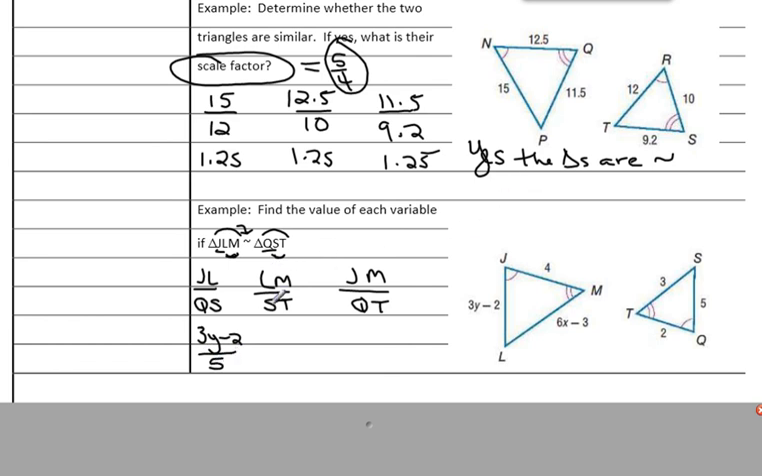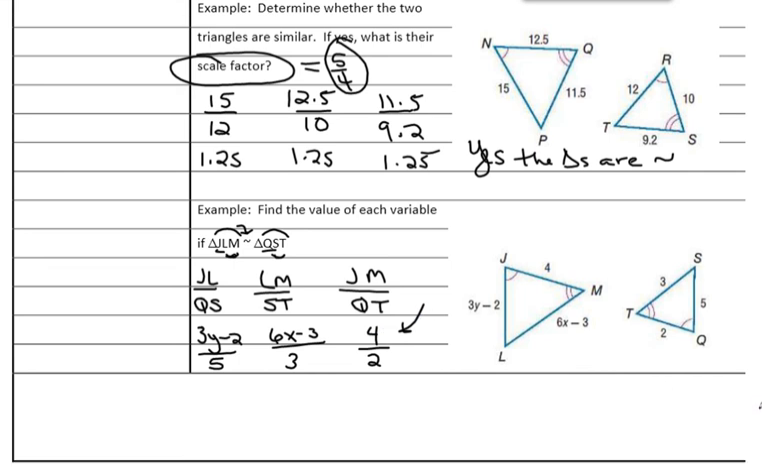Okay, so pause the video and go ahead and finish up these last two ratios, filling in the values for LM, ST, JM, and QT. Okay, and this is what you should get. Notice that these two ratios have variables in them, but this one doesn't. This is the one we want. That's our scale factor, 4/2 or 2/1. It doesn't matter which you use. This is the one we're going to use to solve for x and then separately to solve for y. We use that scale factor to find the missing variables.